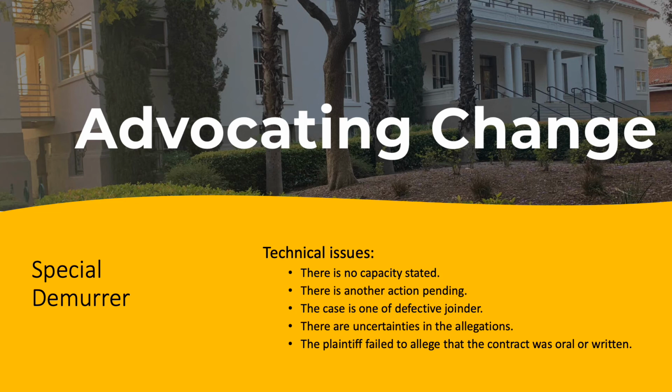A special demurrer is used to assert that the pleadings have technical issues. These issues may be that the plaintiff failed to state the capacity of the parties, there is another action pending in another court for this cause of action, this case is one of defective joinder, there are uncertainties in the allegations, or in contractual dispute cases, the plaintiff failed to allege that the contract was oral or written.